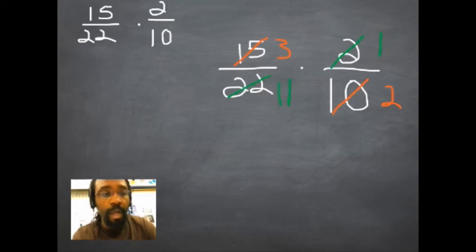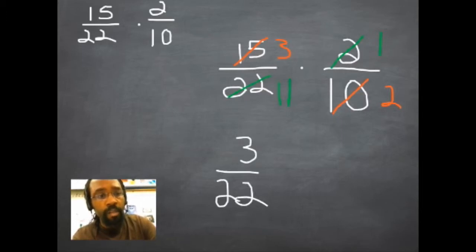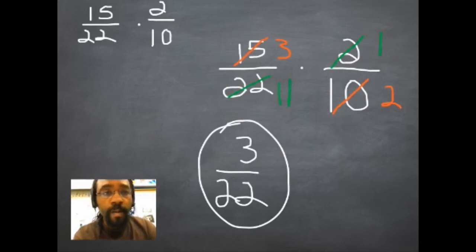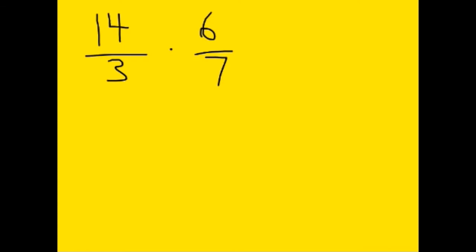Now when I multiply this, I go ahead and I'll get my answer. What's 3 times 1? 3 times 1 is 3. And then 11 times 2 is 22. There's our answer. Reduced. And it's a lot easier to do once you reduce before you multiply. You have a smaller number to deal with. And you can kind of do it in your mind too. There we go.